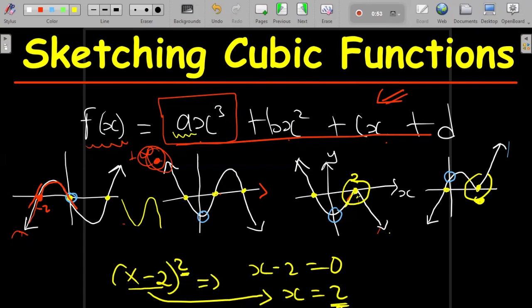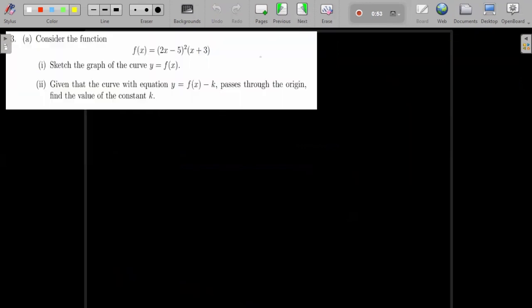So those are the basics that we need to know in order to sketch cubic functions. Okay, so we're going to be using these basics. So let's look at the first question. The first question here, they're saying consider the function, and then we've been given this as our function.